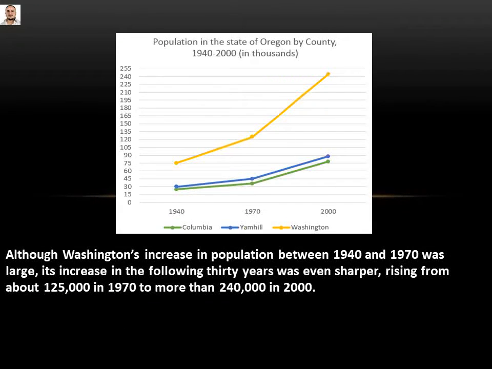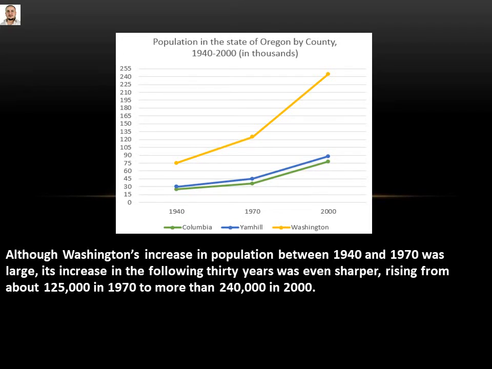In the last paragraph, I wrote: although Washington's increase in population between 1940 and 1970 was large, its increase in the following 30 years was even sharper, rising from about 125,000 in 1970 to more than 240,000 in 2000.